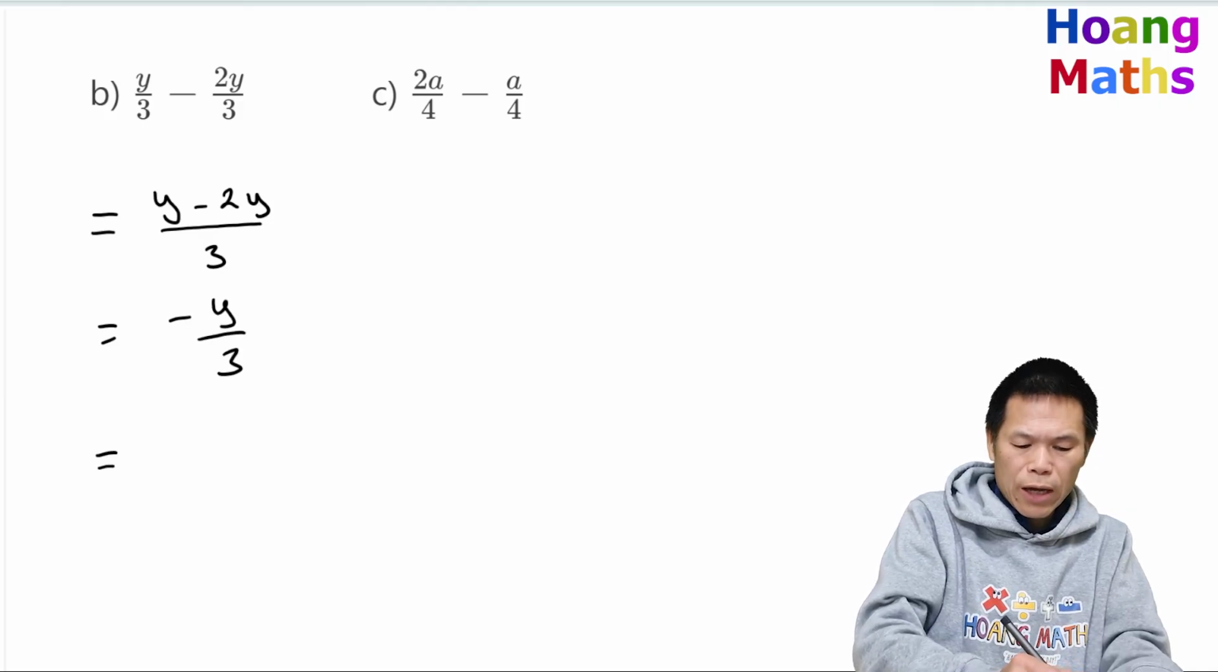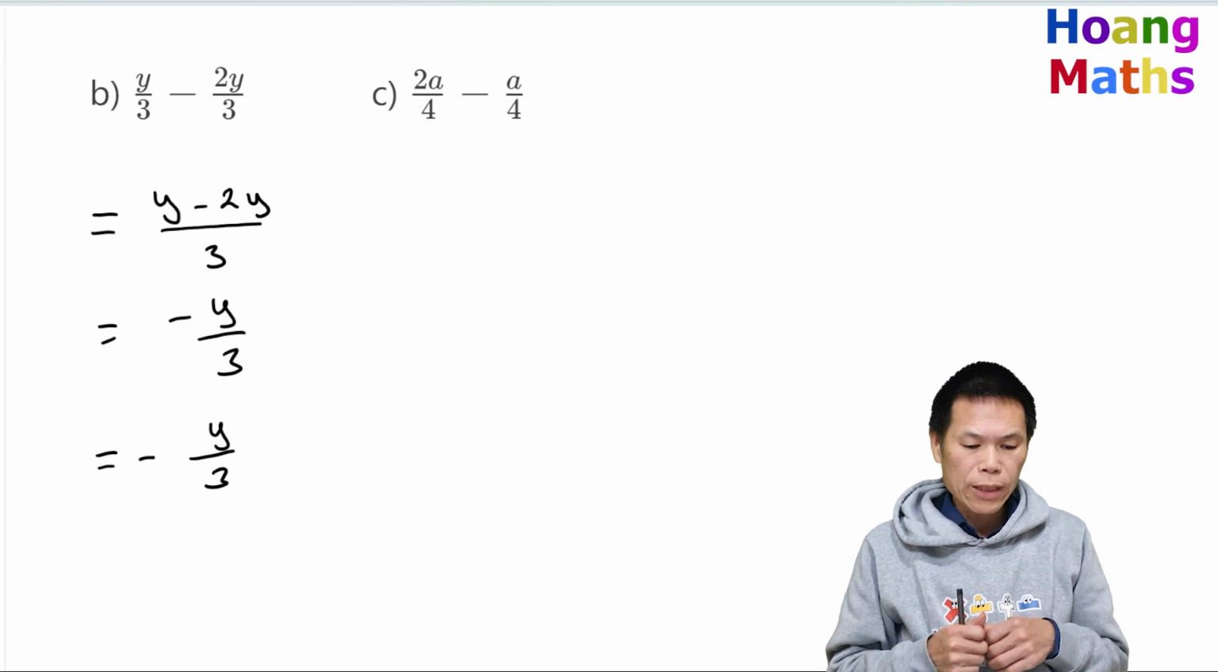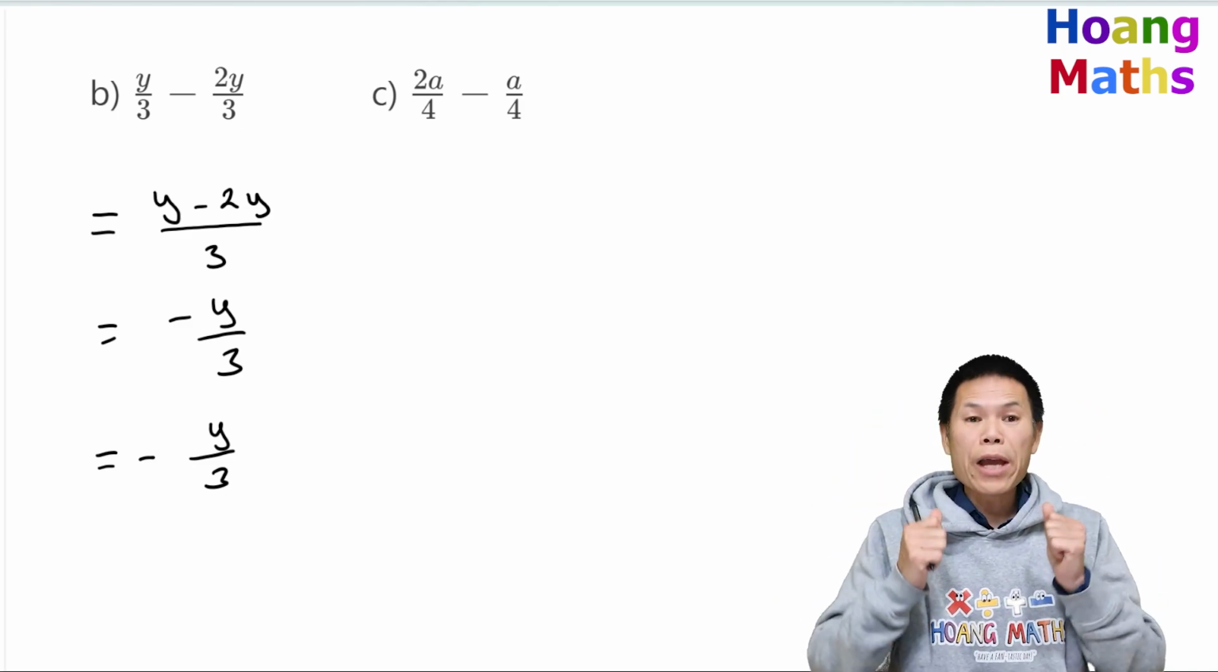But then we can write the negative right in the middle. It looks simpler. That's all. Otherwise, it should be correct as well. Okay, so negative y over 3.